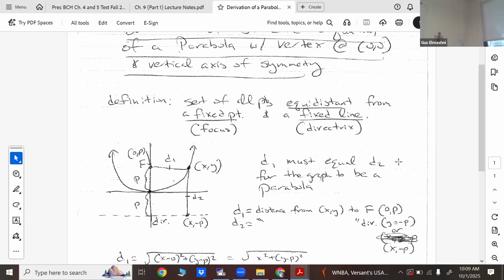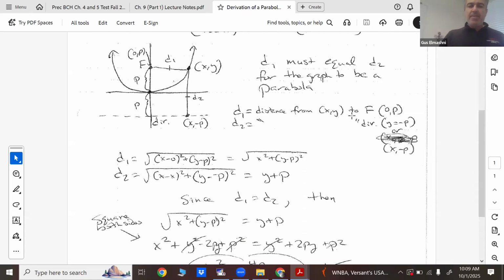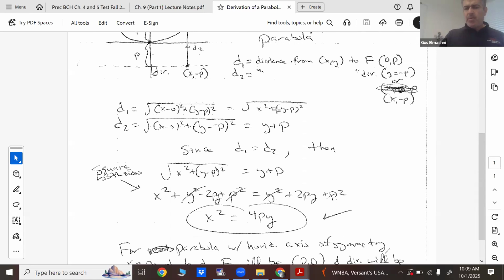So what does this mean? I'm going to use the distance formula, set them equal to each other, and then do some algebra. Things will shake out very nicely and I'll get y equals x squared. That's how it comes about. If I look at D1, that's from (x, y) to (0, p), so you get that crazy radical, the square root of x squared plus (y minus p) squared.